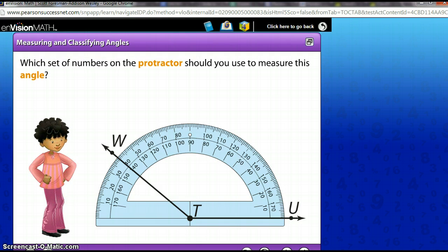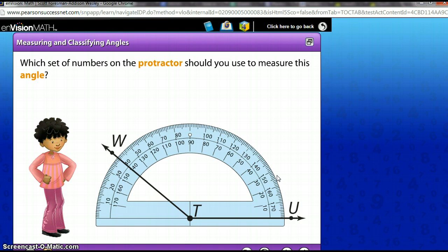Which set of numbers on the protractor should you use to measure this angle? Which set are we going to use here, Austin? We're going to use the inside or the outside? Outside. We're going to use the inside. Starting at our 0, that would be the inside numbers. 0, 10, 20, so we went all the way over to 140.